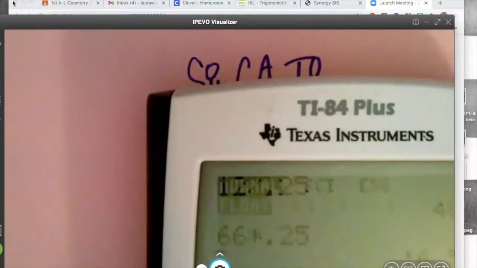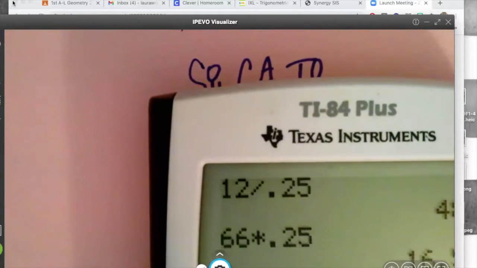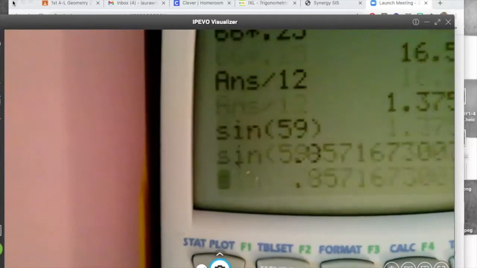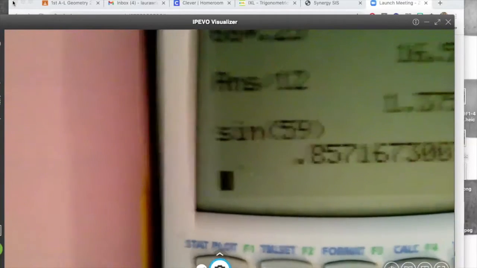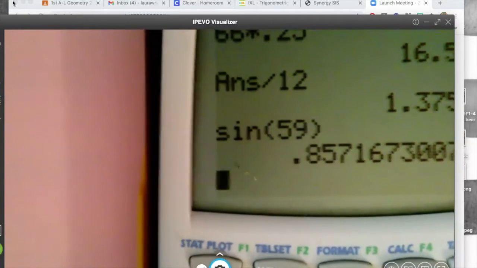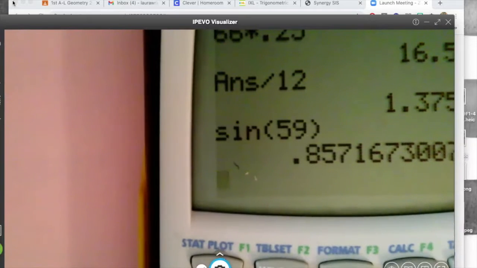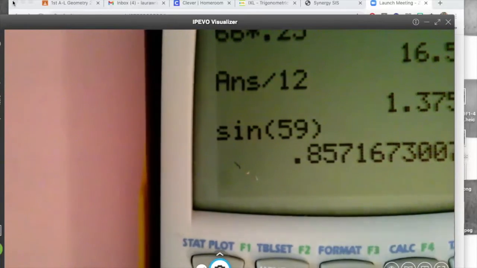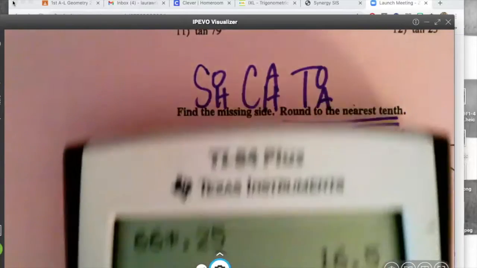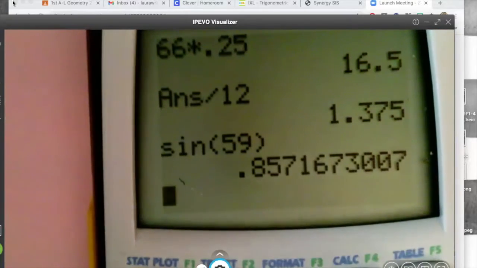So I'm going to make sure I'm in degree mode. Okay, so sine of 59 is about 0.857, sorry. Now, if I want to round my final answer to the nearest tenth, I'm probably going to keep a couple of extra decimal places in my work. So I'm just going to replace sine of 59 with what it's approximately equal to, and it's about 0.857.